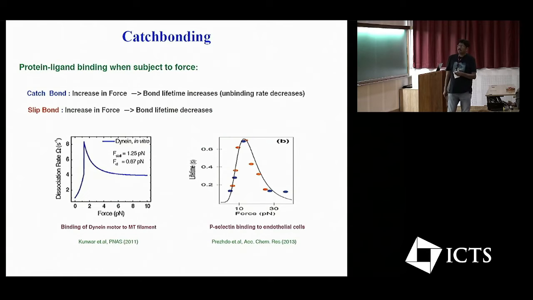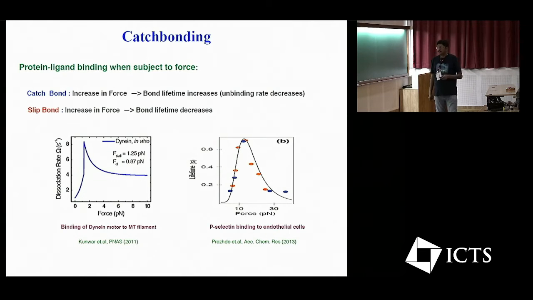So let's just begin with what is catch bonding. It just refers to the phenomenon of increased lifetime of a bond on increasing load force. As you increase the force, the bond lifetime increases, which is called a catch bond. In contrast, in the context of ligand protein binding, you have the other kind of bond, which is the slip bond, that is, with increase of force, the bond lifetime decreases.